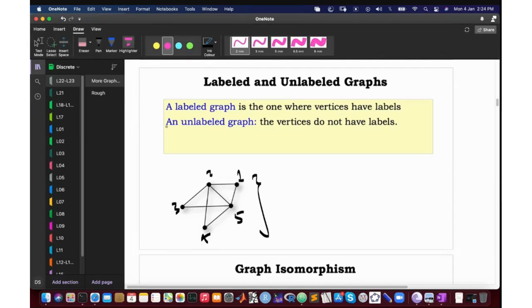If this is an unlabeled graph and someone, instead of calling these vertices by these names, calls them 1, 2, 3, 5, and 4, even then they are talking about the same graph. Anything that they say about this pink labeling of the vertices should be true about the black labeling as well, if this is an unlabeled graph.